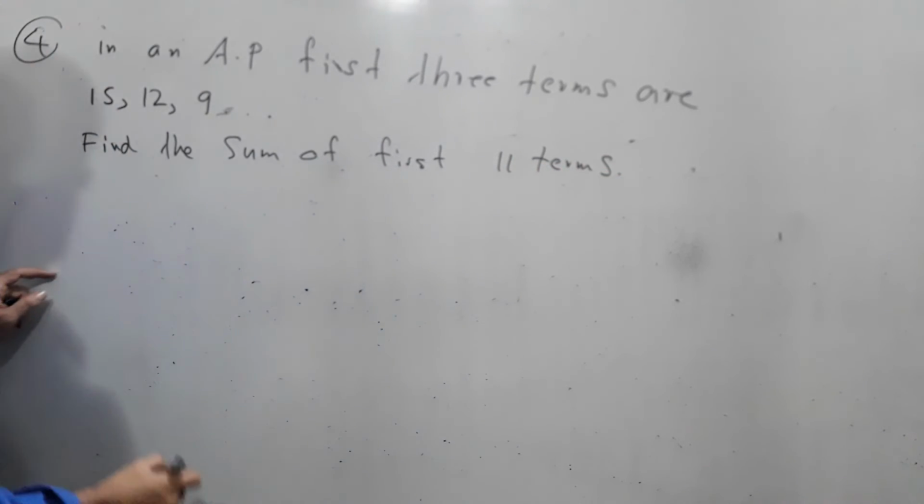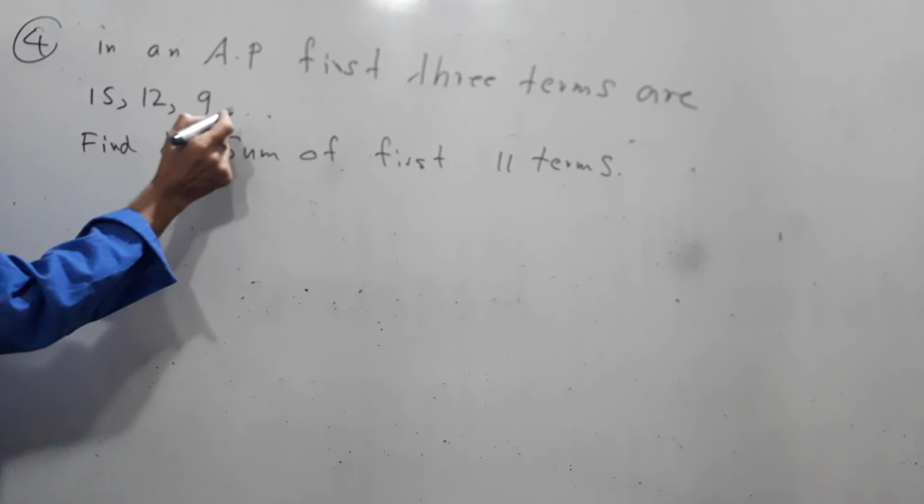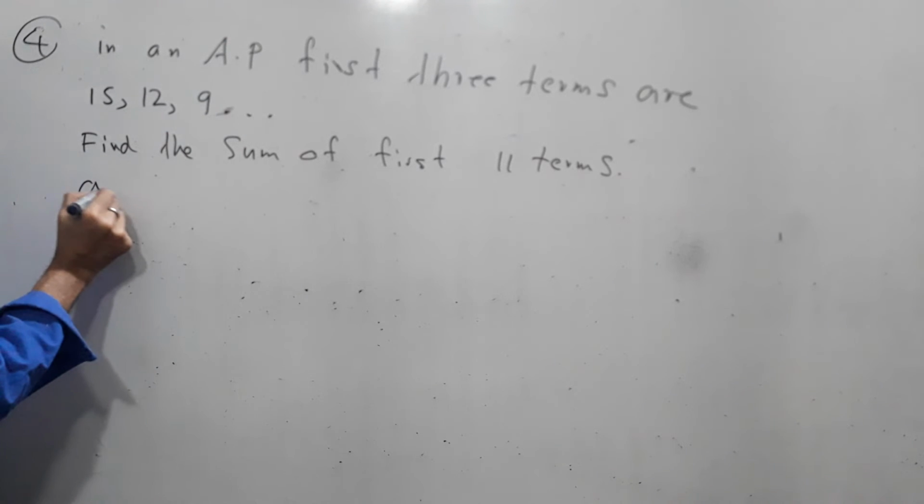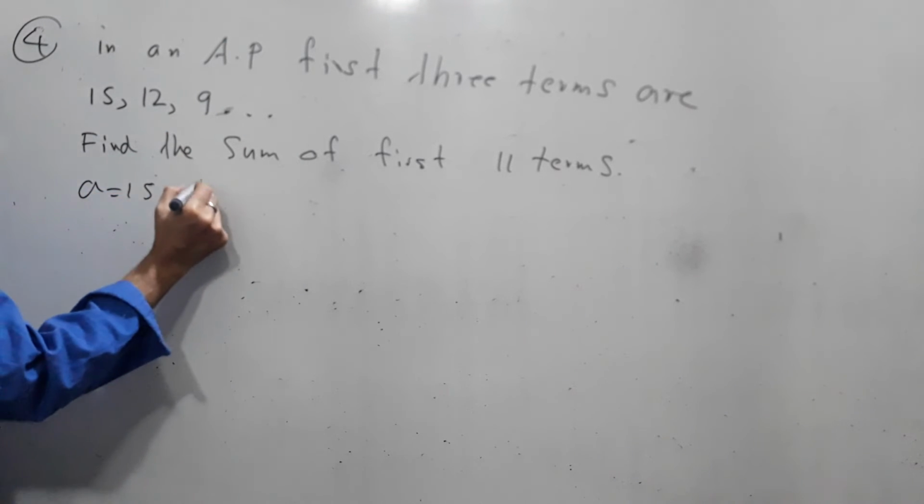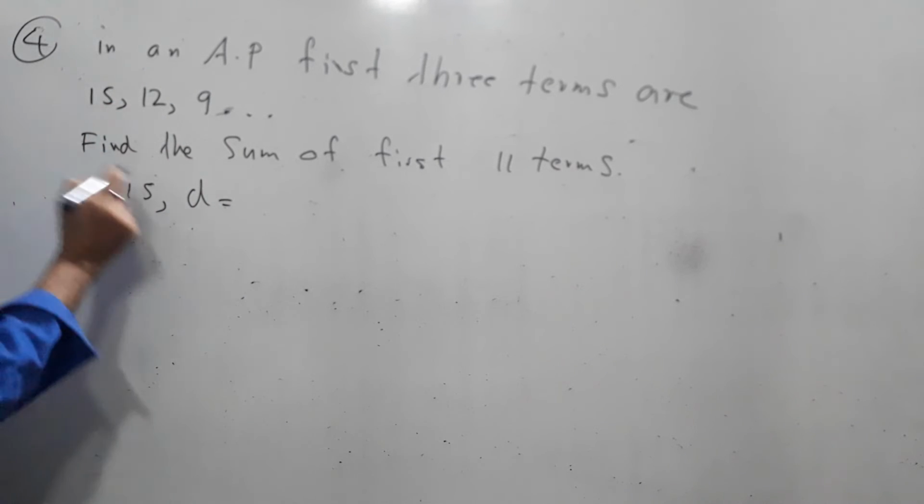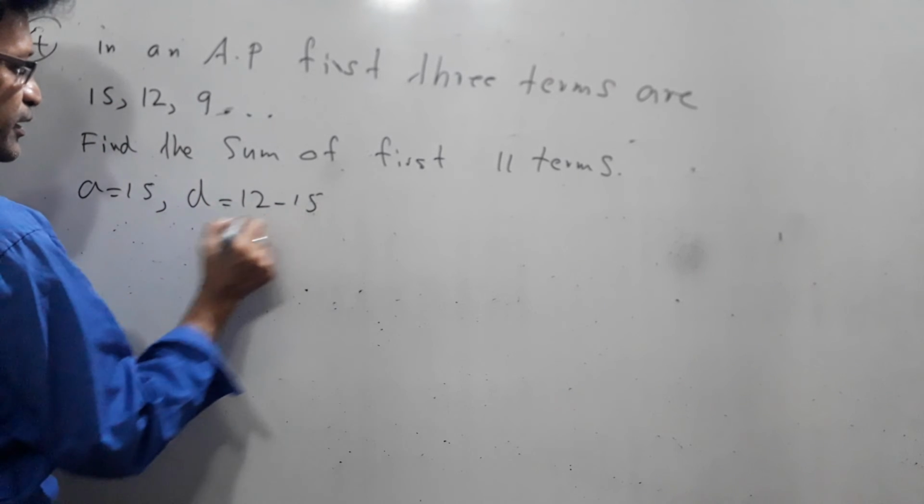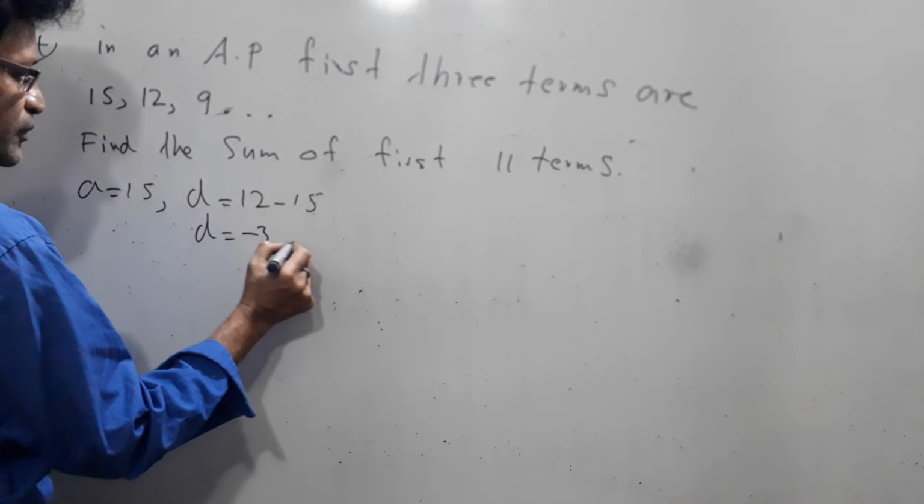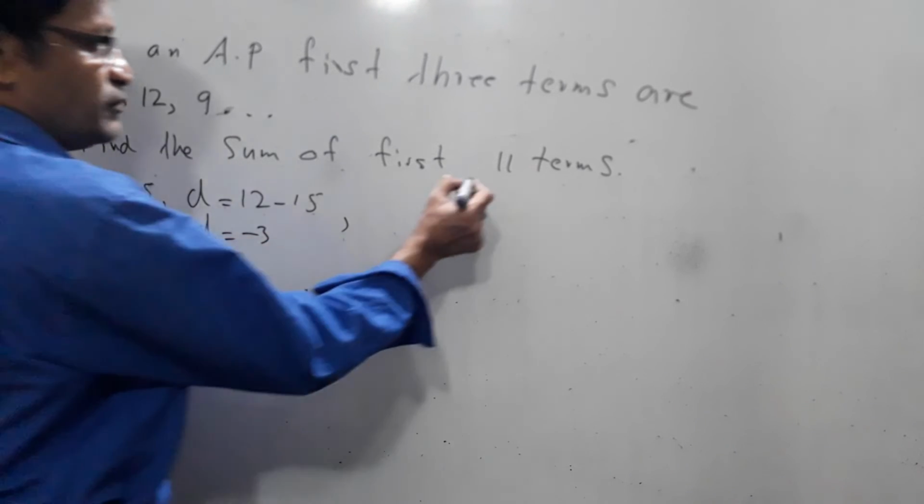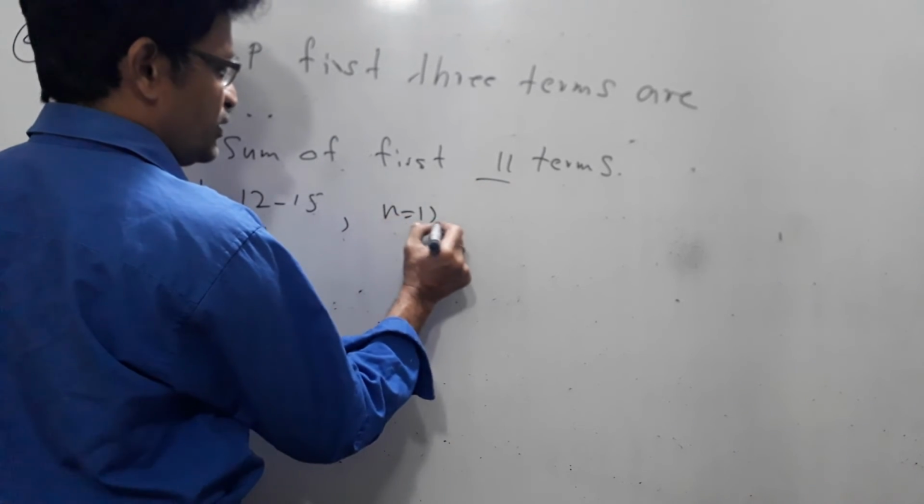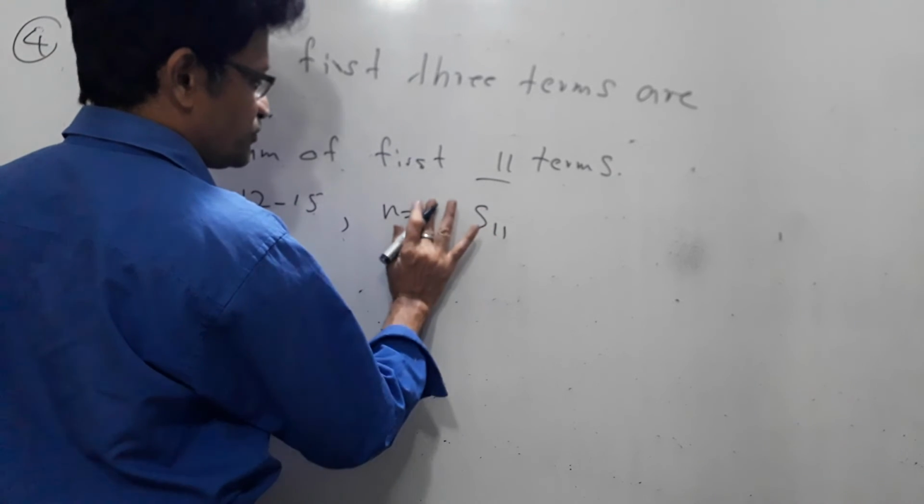Then what? Here the progression is this. a equals 15. d equals second term minus first term, 12 minus 15, so d equals minus 3. They ask to find the sum of 11 terms. That means n equals 11. They ask for S11.